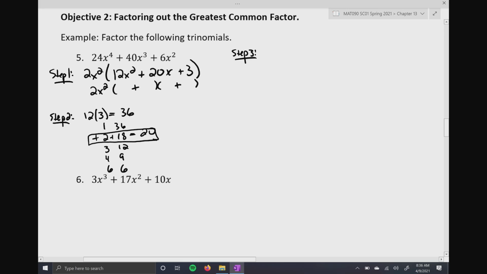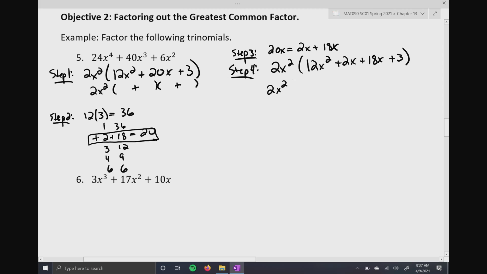All right, so here's step 3. 20x equals 2x plus 18x. And now I'm going to rewrite the entire problem. And just be careful. Remember, the 2x squared that you factored out comes along for the ride. Then you're going to rewrite the inside: 12x squared plus 2x plus 18x plus 3. Now you're going to factor by grouping.